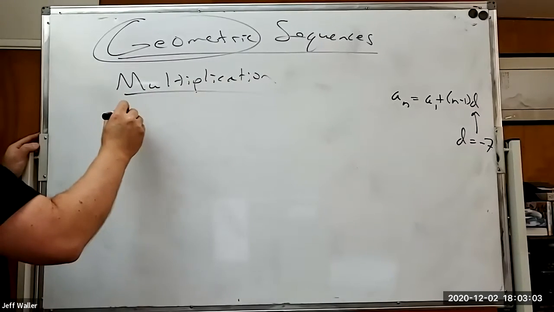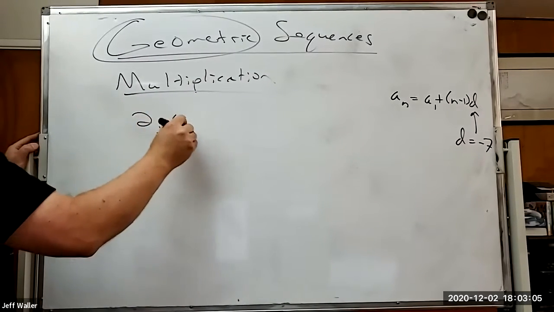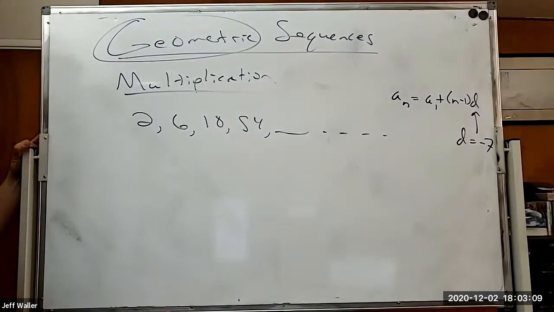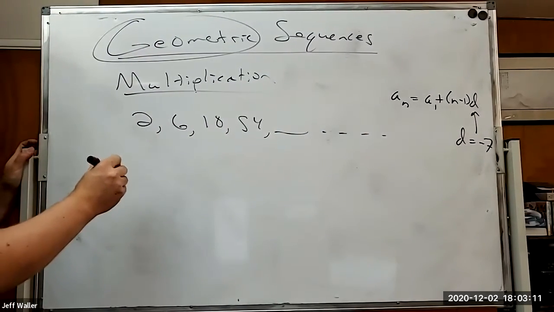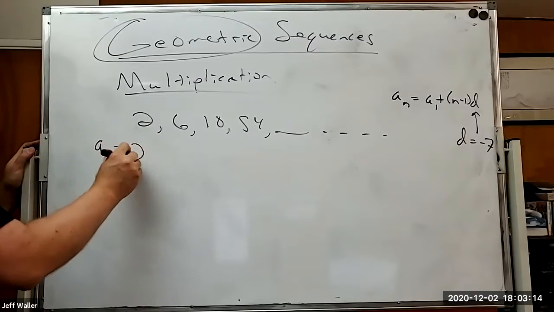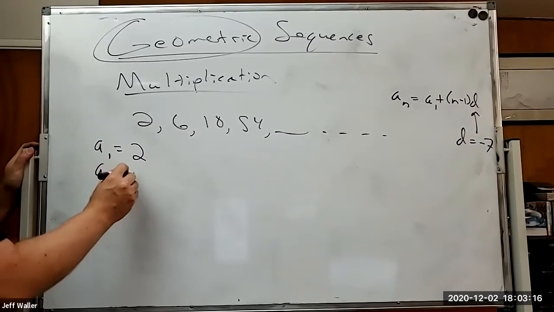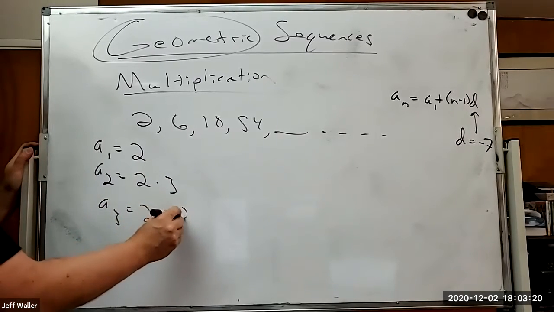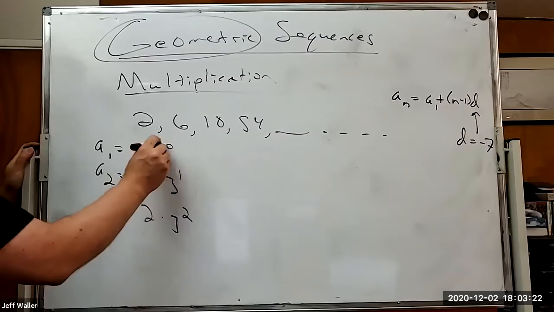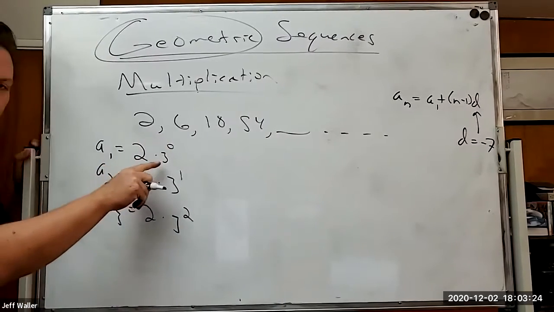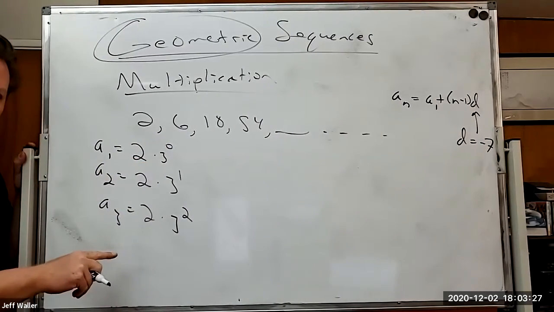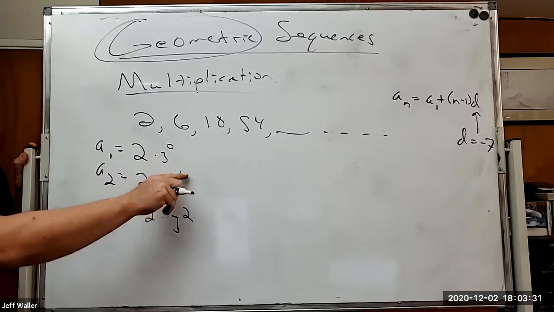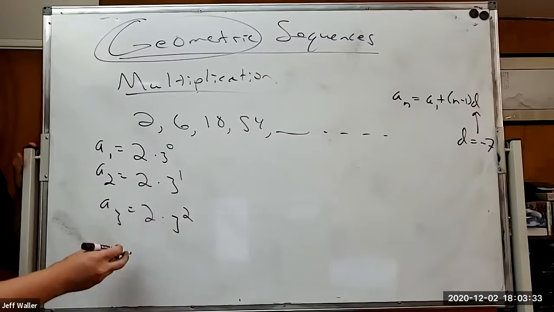So for example, what you got, Jeff? 2, 6, 18, 54, and so on. Right, so A1 is 2, A2 is 2 times 3, A3 is 2 times 3 times 3. So that's 3 to the first power, and that's 3 to the 0th power. 2 times no 3s, 2 times one 3, 2 times two 3s for the third one.